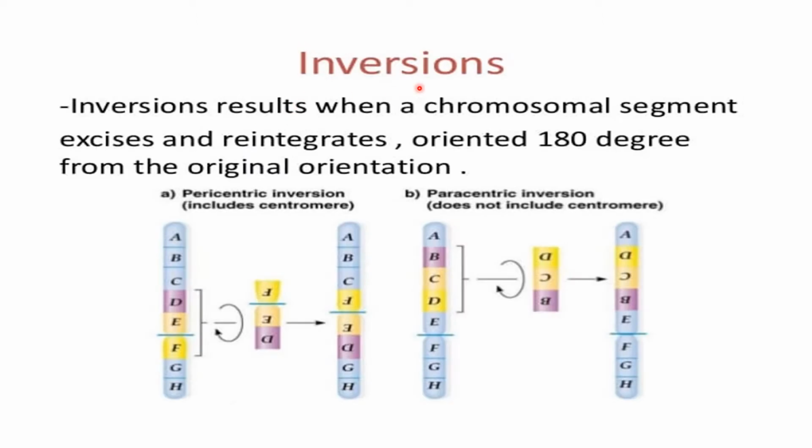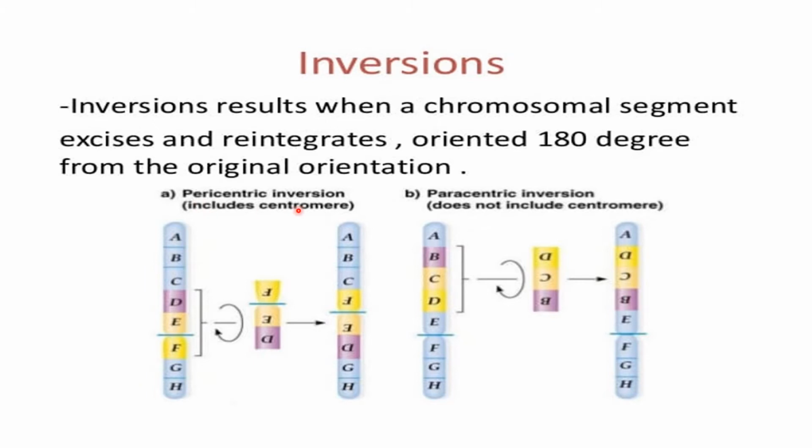This is a photomicrograph to show two types of inversions, that is, paracentric and pericentric. In paracentric, breaks happen on only one arm of the chromosome. This is one chromosome and this is a centromere. Breaks happen only in the long arm. We can see in this figure, that is at point B and point D, this segment BCD rotates 180 degrees and gets inserted in reverse form as DCB.